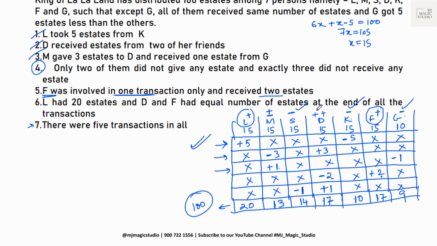We need to adjust with the given data. It should be D with plus plus minus. So only 2 of them did not give any estate, that is L and F. Exactly 3 did not receive any: S, K and G. F was involved in only 1 transaction and received 2 estates. L 20, D 17, F 17 at the end. There are a total of 5 transactions. M gave 3 and received 1 from G. D received estates from 2, that is plus 3 and plus 1, and L took 5 estates. It's all done. Now what we need to do is just see the question and mark.